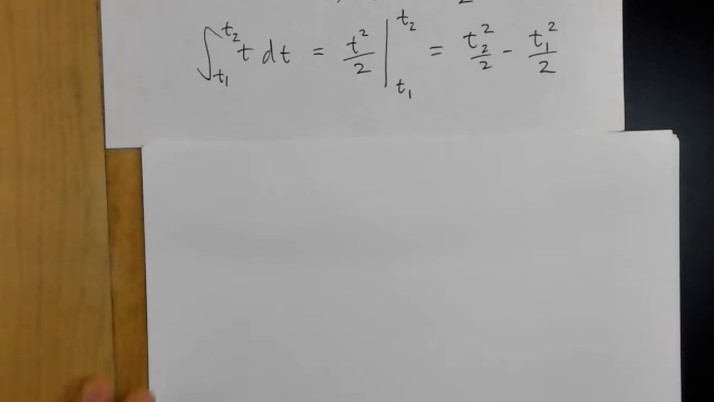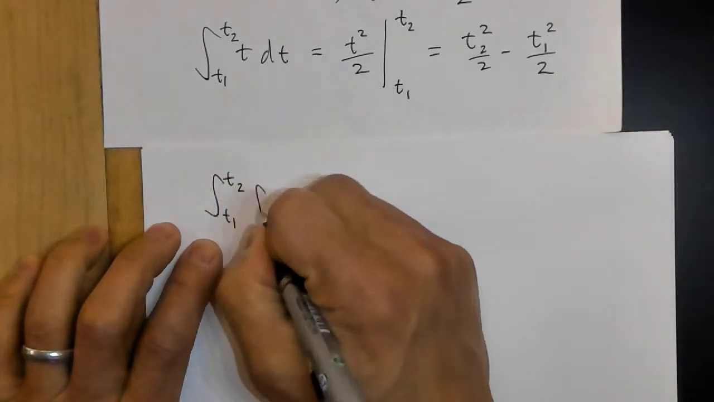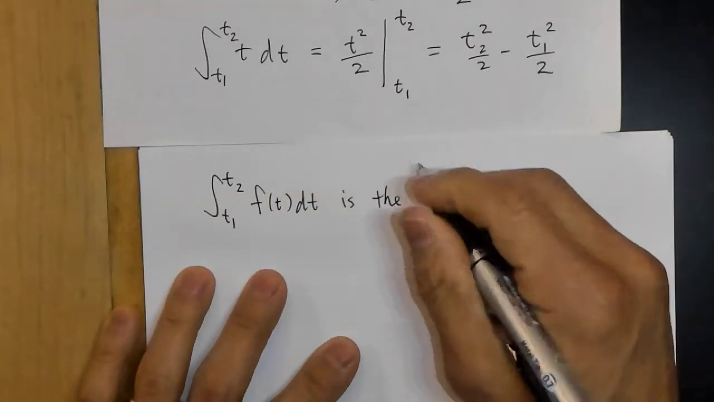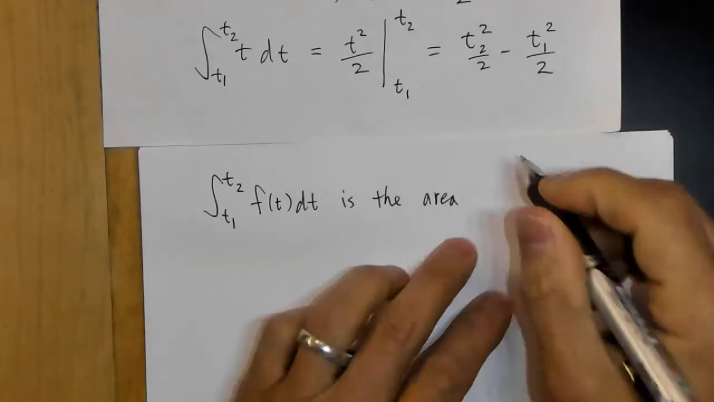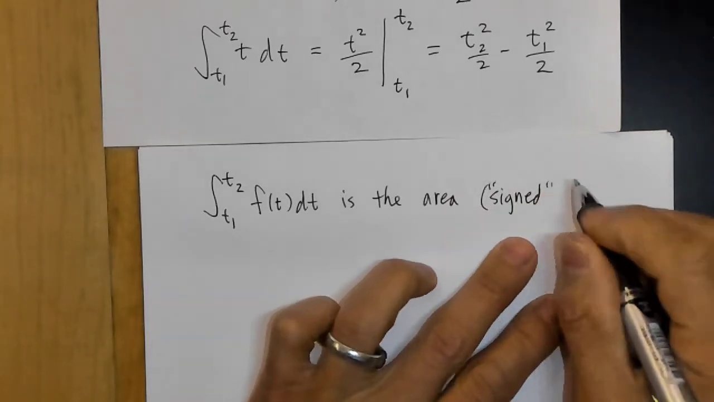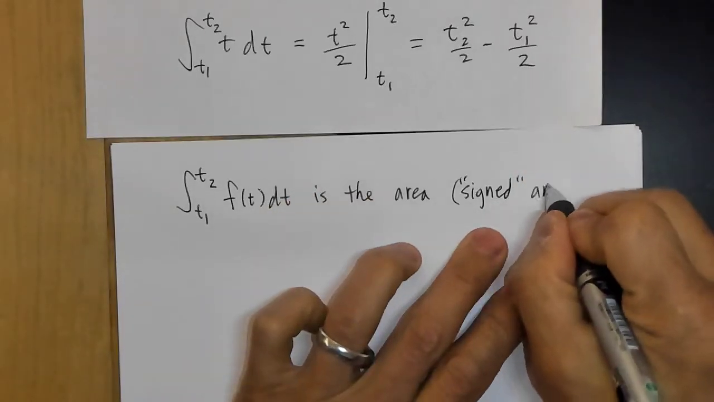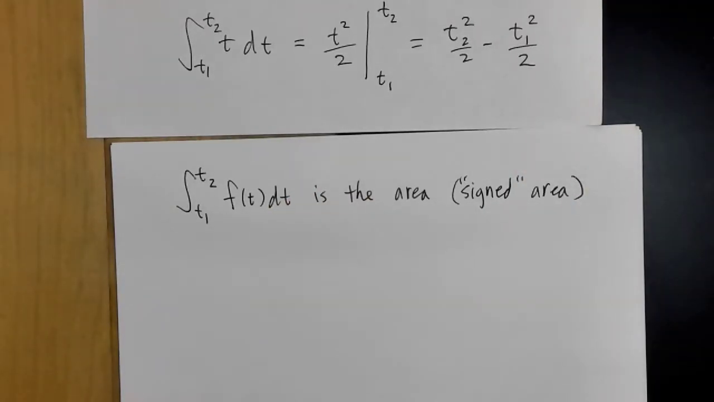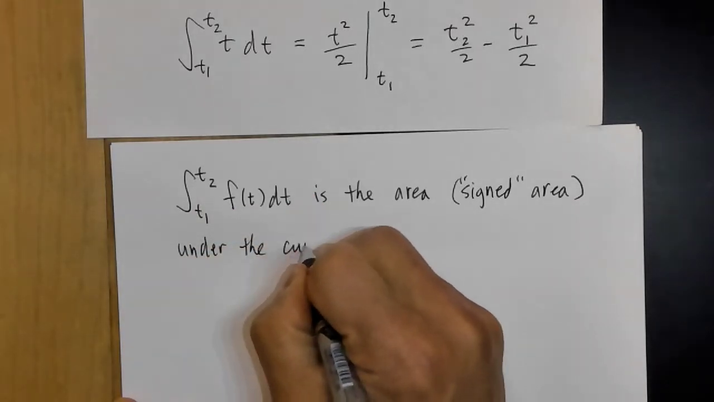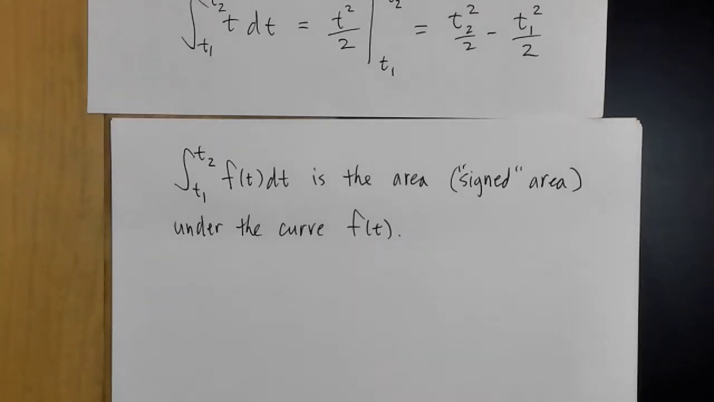Okay, now the meaning of the integral. So this thing, t1 to t2, the integral of f of t, is the area, and I will qualify this a little bit later, the signed area. So there'll be some plus signs and some minus signs that I'll tell you about later. It is the area under the curve f of t. Okay, so let me show you how this looks.